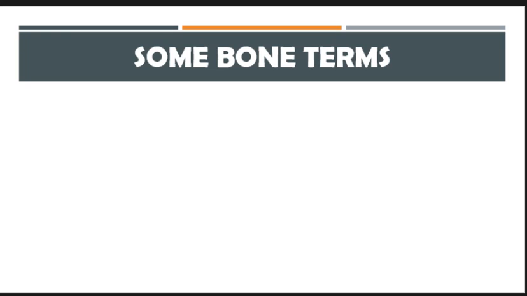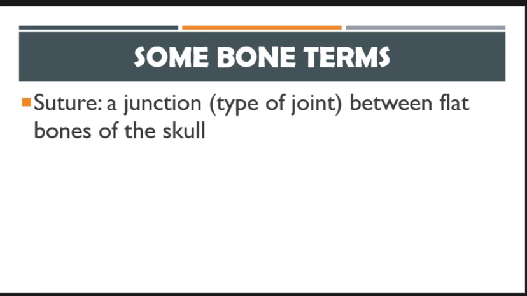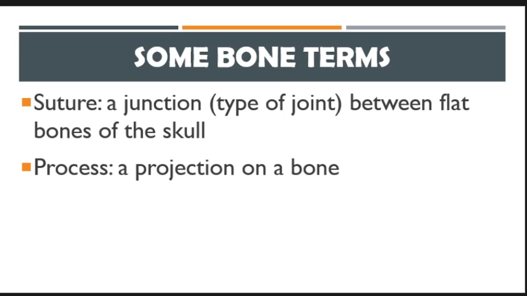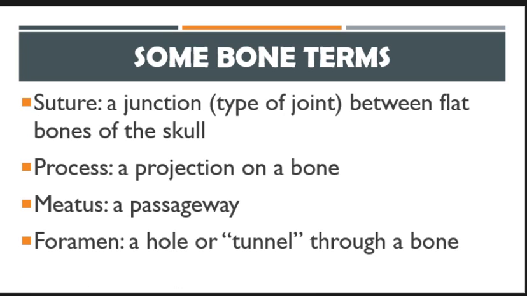All right. Some bone terms. A suture is a junction, a type of joint between flat bones of the skull, a suture joint. A process is a projection on a bone. It sticks out. You'll see that with the vertebrae here in a minute. A meatus is a passageway, a little different than a foramen. A foramen is a hole or tunnel through a bone.